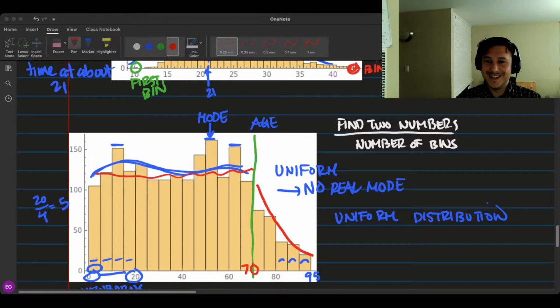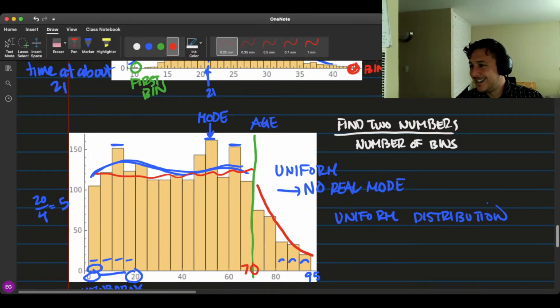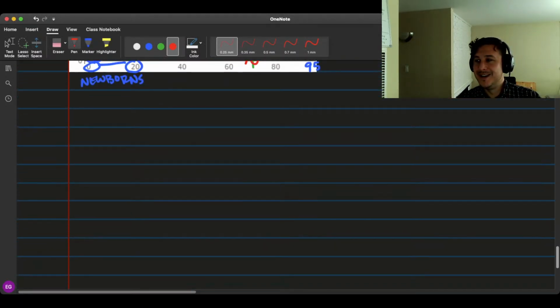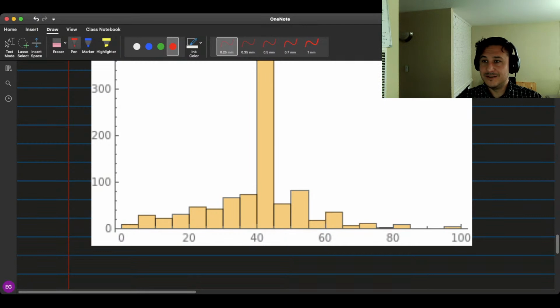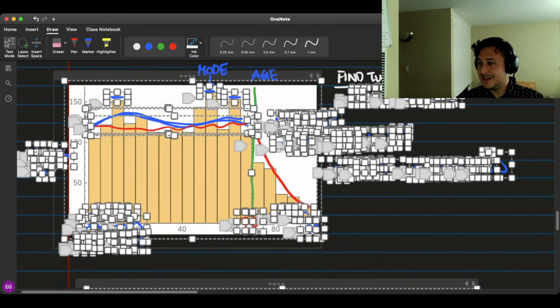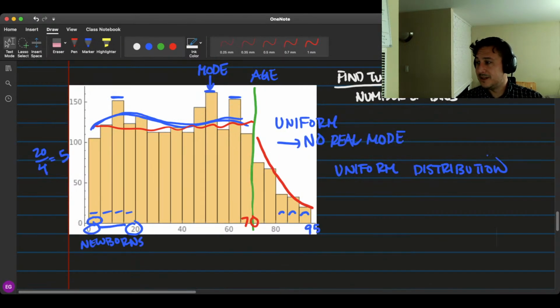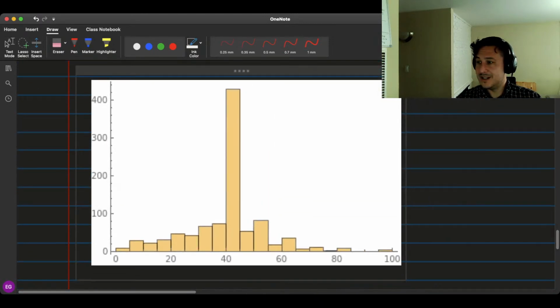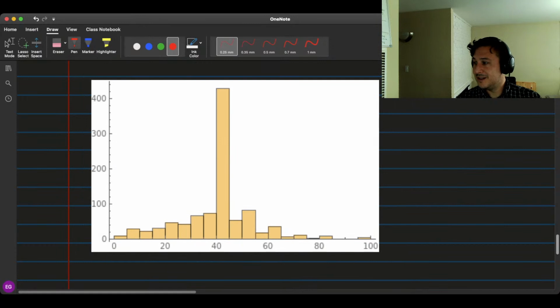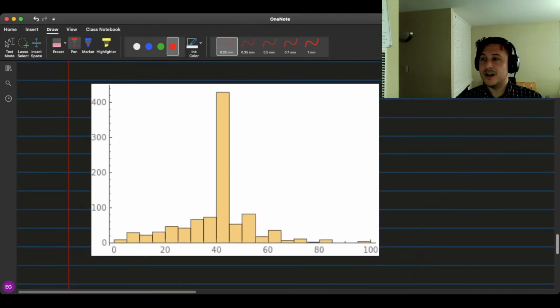Can someone please? Okay, so I'm gonna put in a new histogram. Okay, and I have to change the size. Oh, whoa, what the hell happened? There we go, that looks good. Okay, this is the histogram of the variable hours worked.